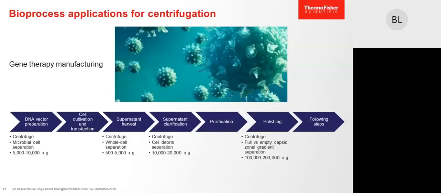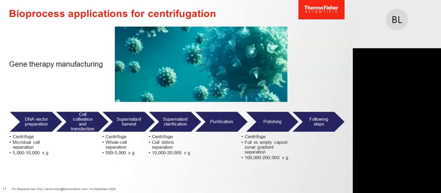The cells grown on bioreactor are transfected by the DNA plasmid vector to modify the DNA of the cells, and usually the cells are now releasing the viral vector into the culture media, and then the supernatant is harvested, usually with a force between 500 to 5,000 G.